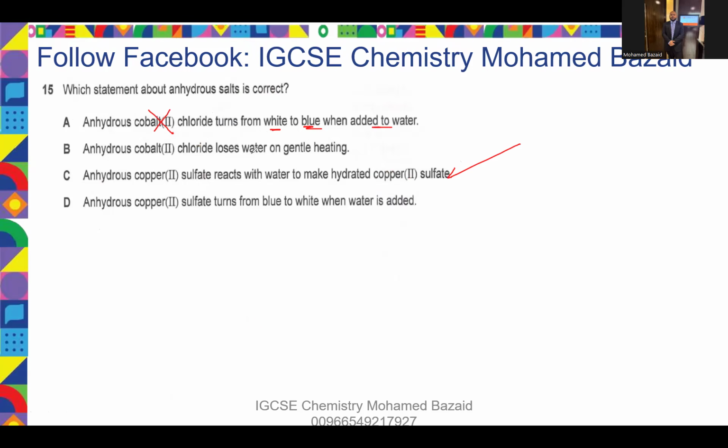Anhydrous cobalt chloride loses water on gentle heating. Does it make sense? It doesn't make sense. Anhydrous loses water? How come? It is anhydrous, it doesn't contain water. If you check letter D, anhydrous copper sulfate turns from blue to white. No, this is the opposite. It should be from white to blue. So the correct answer is letter C.